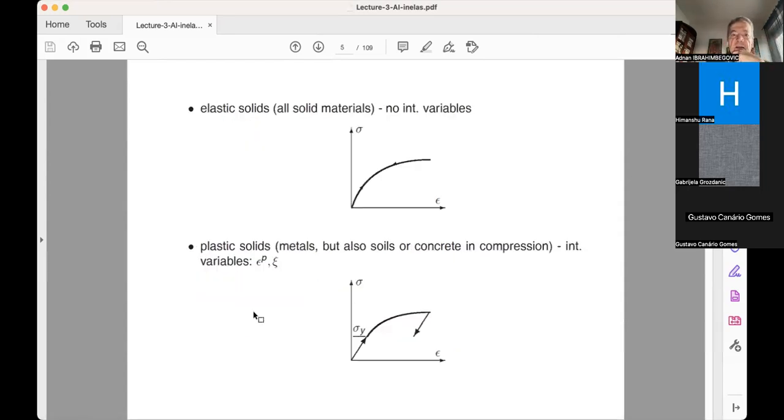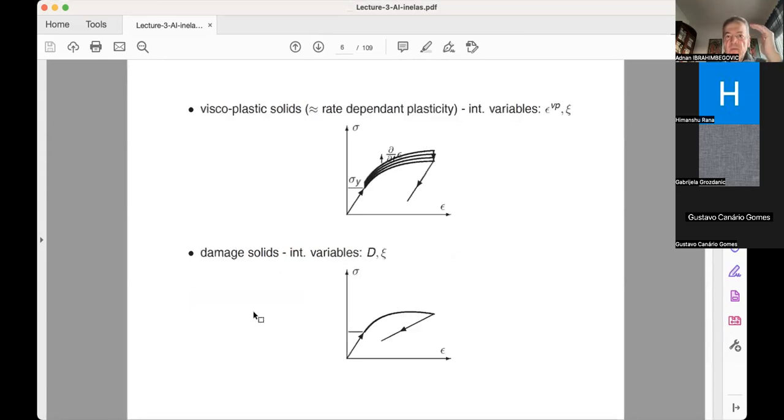We also looked into hardening, so I said what that is. It's basically plasticity, meaning that you have irreversible deformation. Viscoplasticity might be the same, but with a rate dependency that gives you a different response. And finally, damage implies that you have a change of the elasticity modulus.